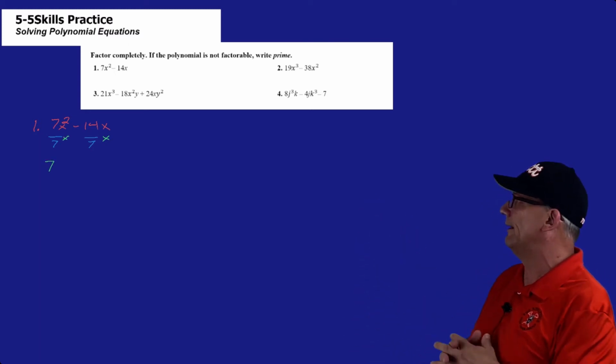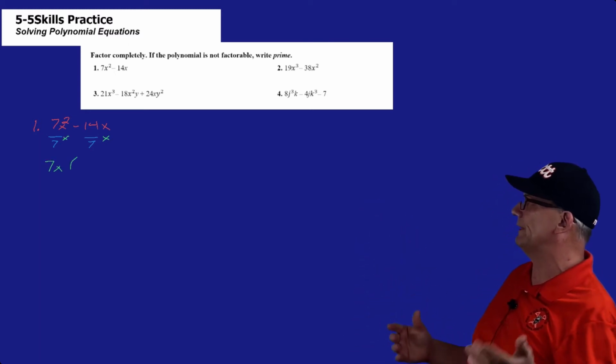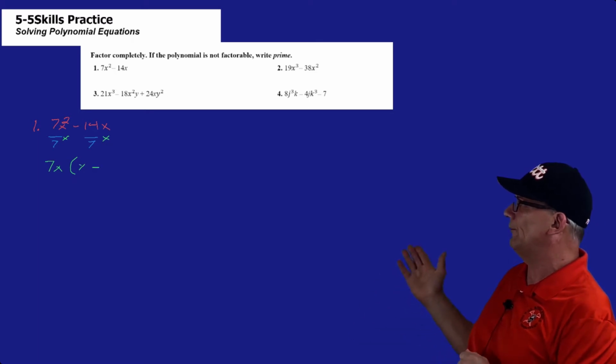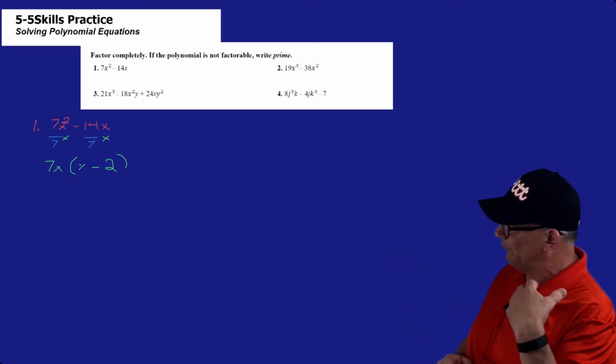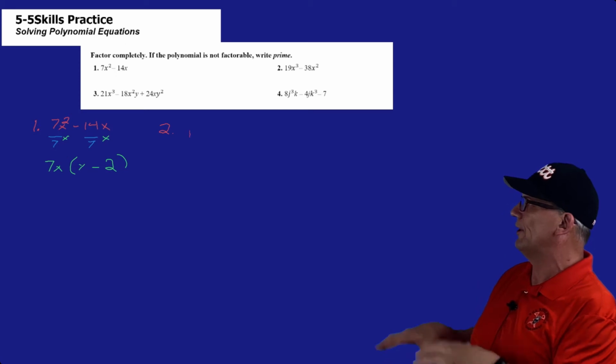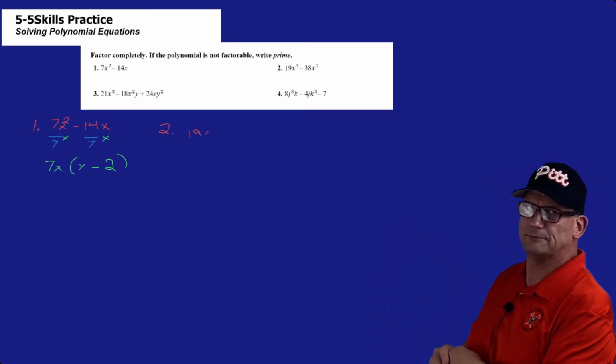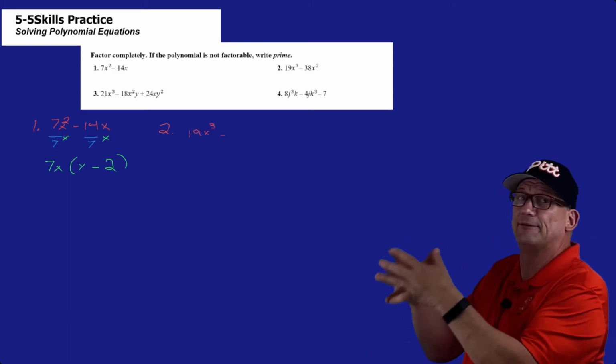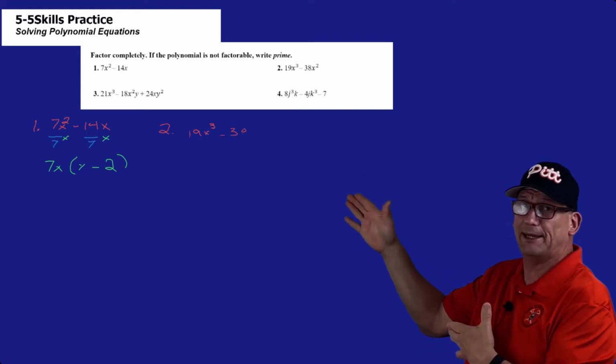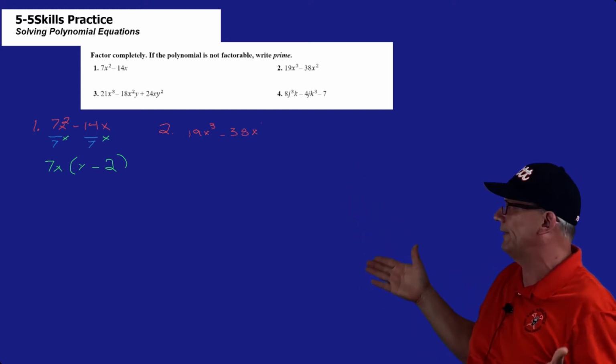So look at number 1. What do they both have in common? Well, we can divide a 7 from both and an x from both. And what we're left with is x minus 2. So that is factoring. That's what they mean by factoring. Taking something out. If we multiplied it back in, you have the same original answer, and that's what you should have.